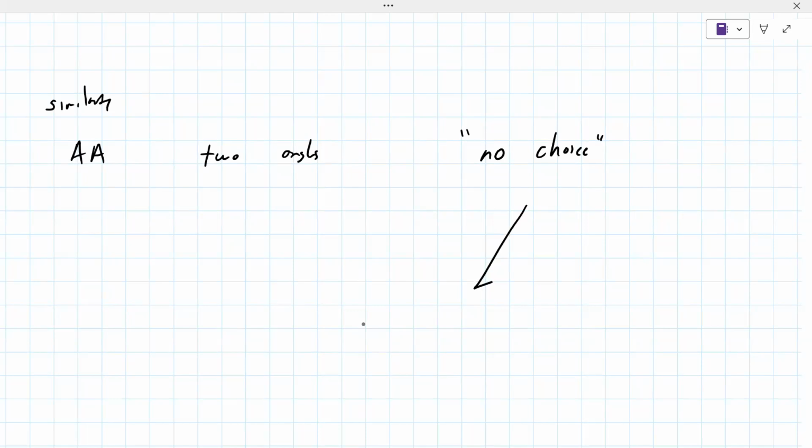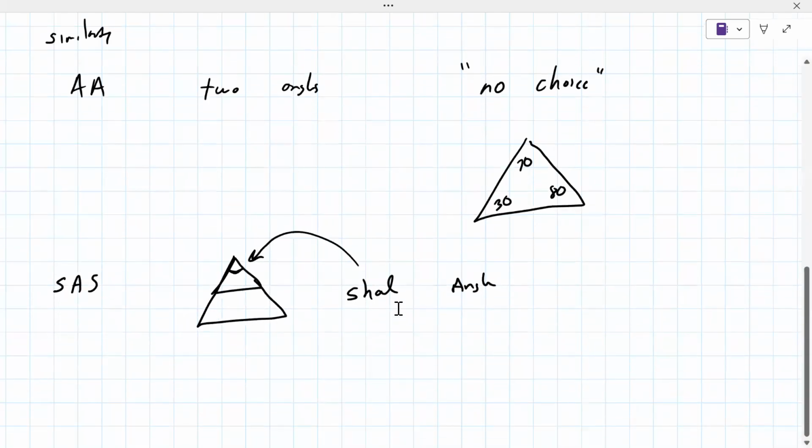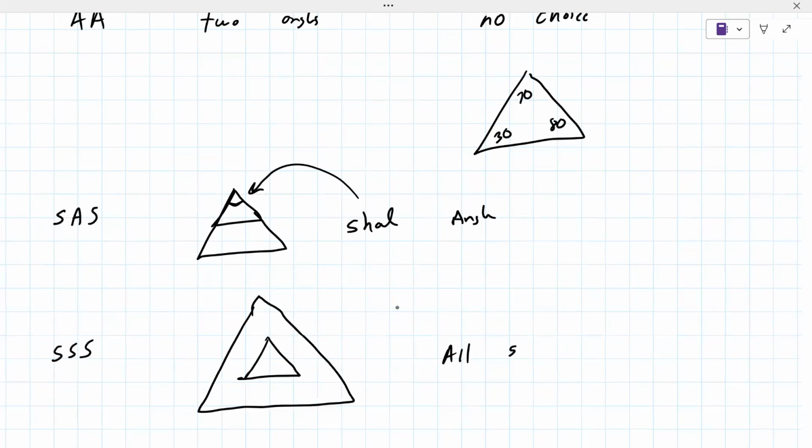So the idea is, if you know two of the three angles of a triangle, like let's say that's 30 and that's 70, you automatically know the third one because they have to add up to 180. That's one option. The other is side angle side. That's typically like this, where they have a shared angle. That one right there is the shared angle. And then the last one is side side side. That's where all the sides are proportional.